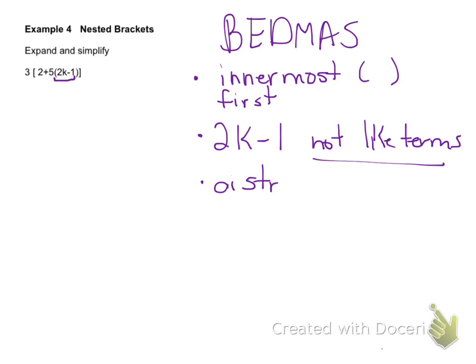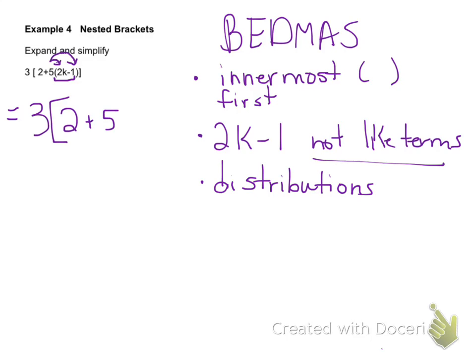Okay, so there are distributions happening inside here. So we're going to distribute the positive 5 to both the 2k and the negative 1. You're just going to rewrite the 3, the square bracket, with the 2. The reason we're not doing 2 plus 5 first is because we don't do addition before multiplication. So you must distribute before you add.